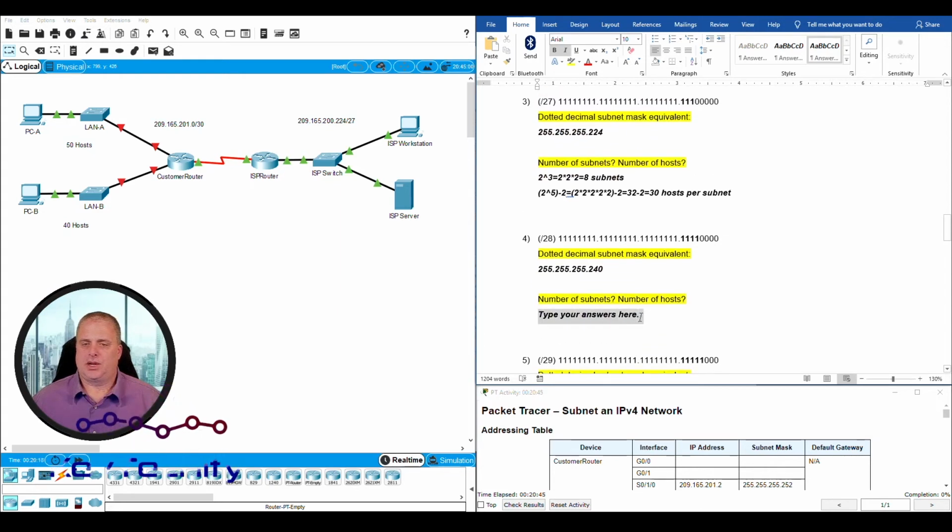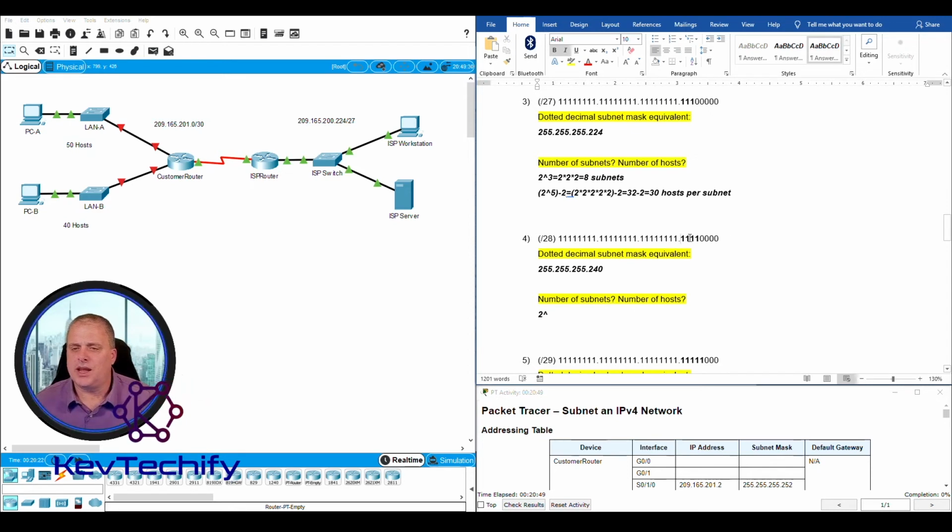Number of subnets. 2 to the number of bits in the network portion. That's 2 to the 4th. That is equal to 2 times 2 times 2 times 2, which is equal to 2 times 2 is 4, times 2 is 8, times 2 is 16. That gives us 16 subnets.